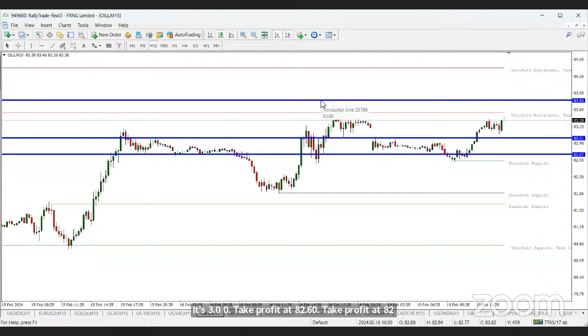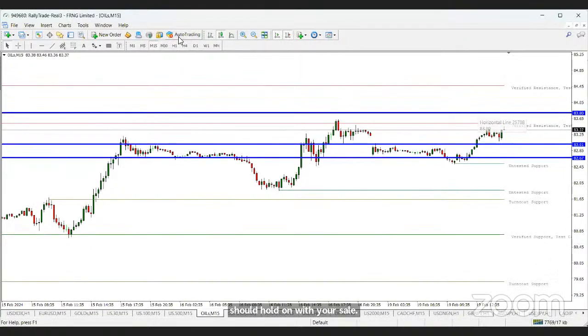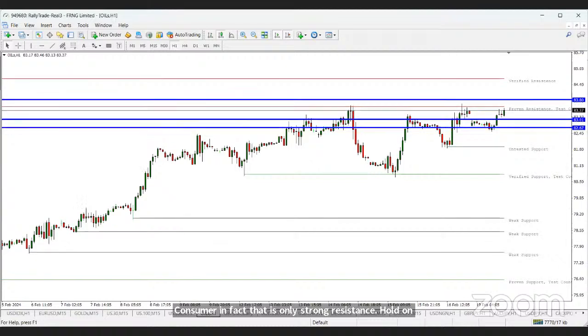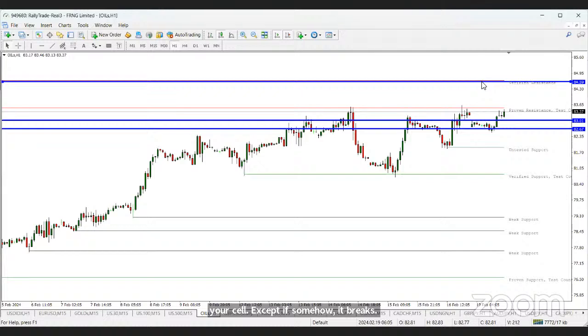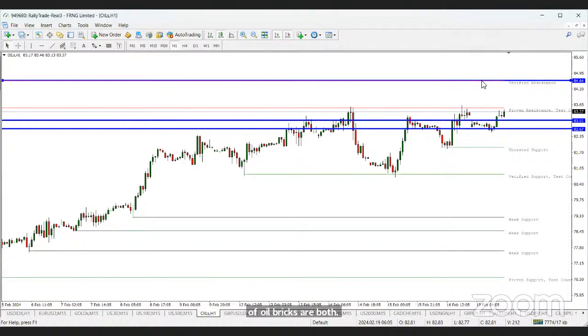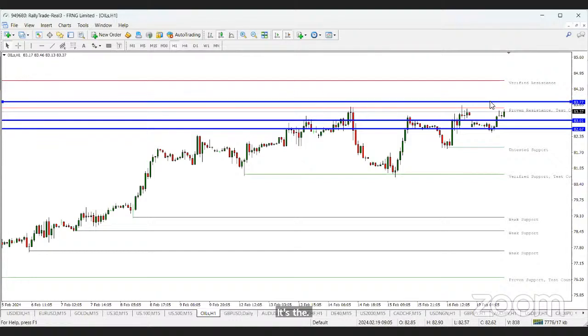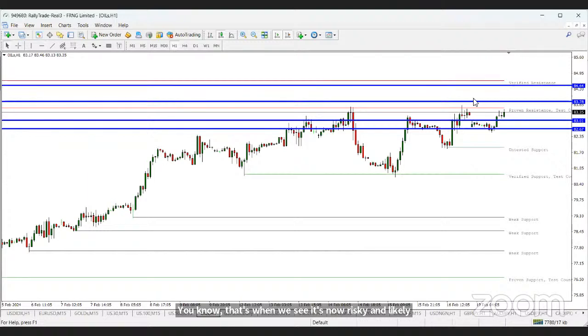For the person who said he has a sell on oil, I think that you should hold on with your sell, considering the fact that oil is on a strong resistance, except if oil breaks above 84.90. Of course, it depends on your balance. If oil breaks above 84.90, that's when we may say it's now risky and you likely want to look out for a buy. But for those who have a sell, oil is currently at a strong resistance, so it's not a good place to close your sell, because there's a high chance that price could retrace back towards your entry.